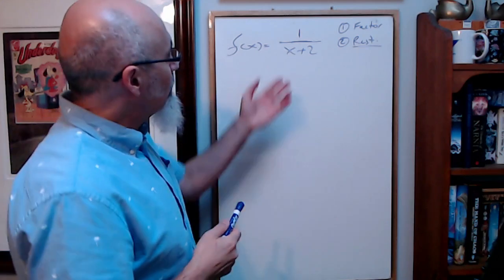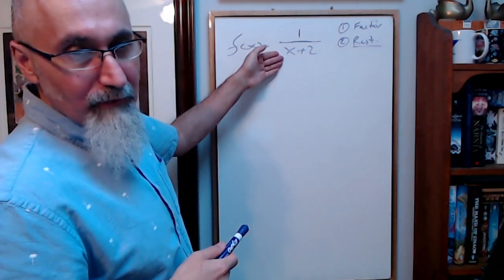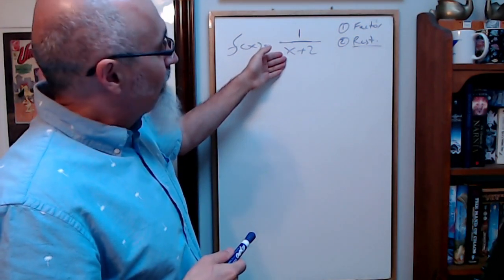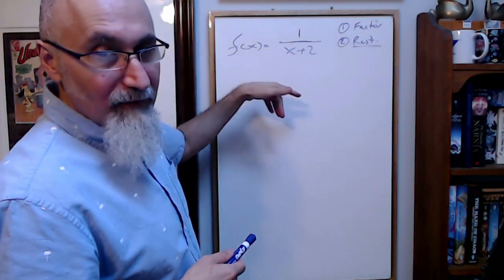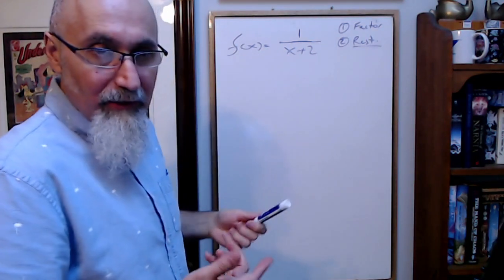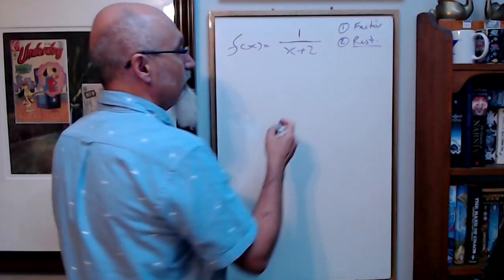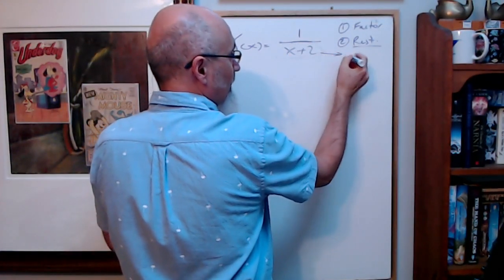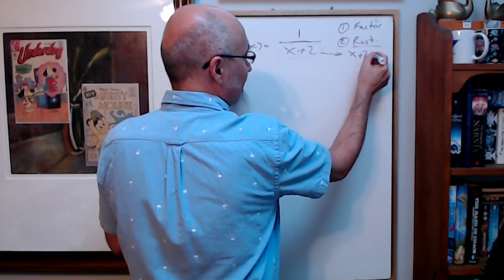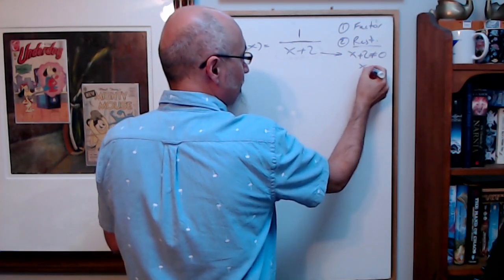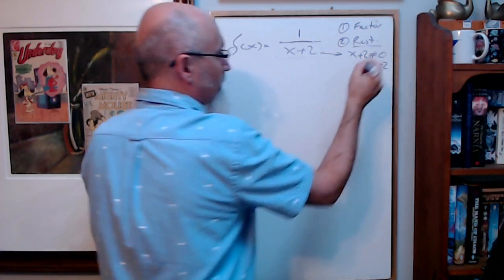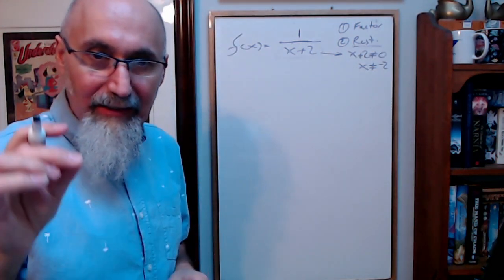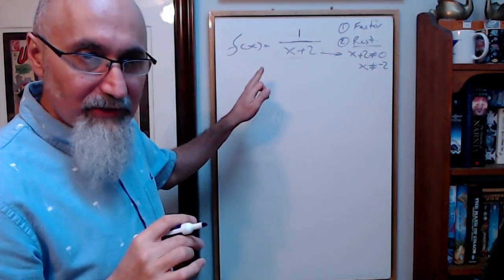So whenever you have rational functions or any type of function, you look at the denominator, and if you can't divide by zero, then you say the denominator cannot equal zero, right? So this part, x plus 2 cannot equal zero, so x cannot equal negative 2. That is your restriction for this function.